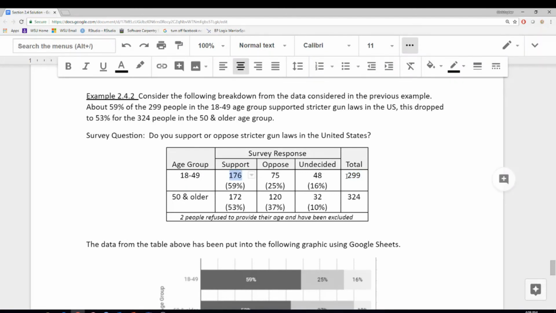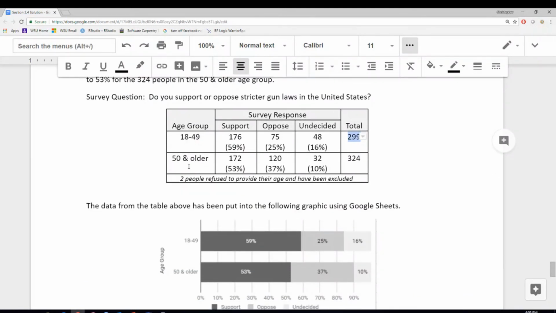176 of those 299 supported stricter gun laws. That's about 59% if we do the calculation. 176 divided by 299 gives me about 59%. If I'm doing 50 and older in that age group, there were 172 people that supported stricter gun laws. In this particular group, there were 324 people in total. So 172 divided by 324 is where we obtain this 53%.